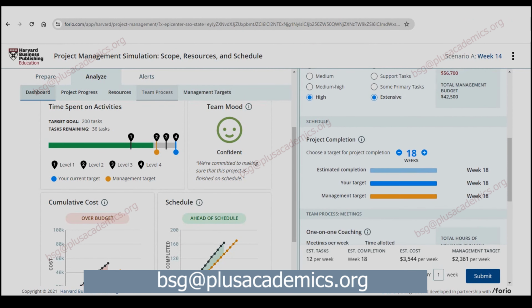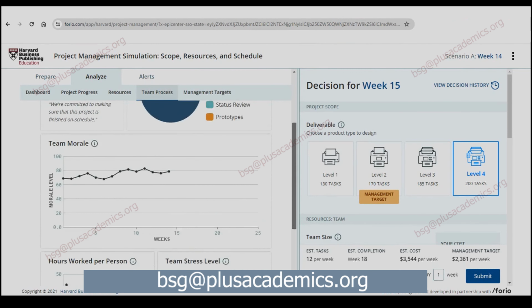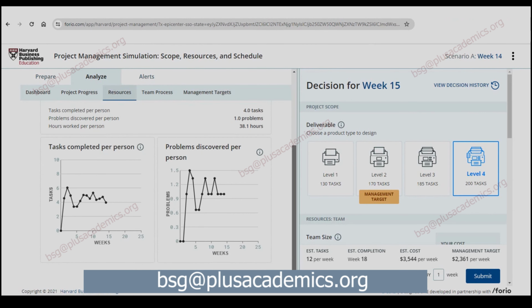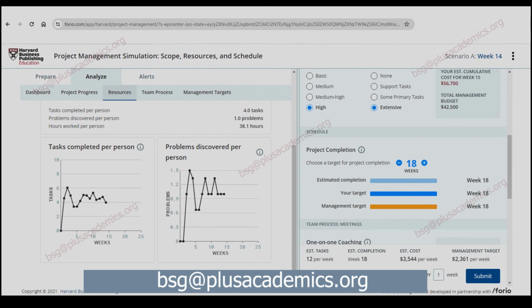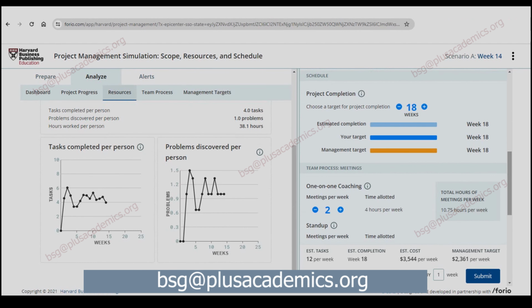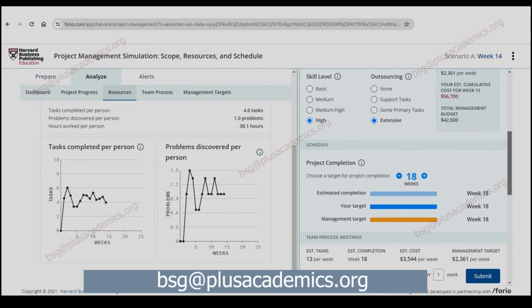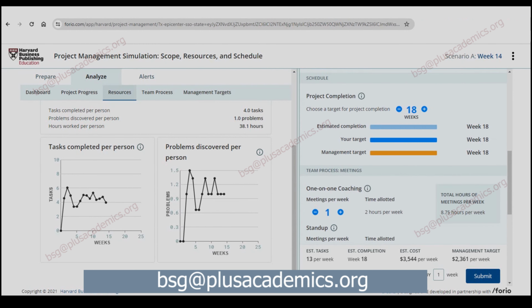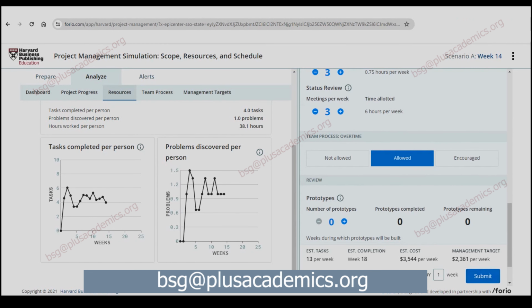All right, let's go to team process. And you can see the stress level are going down. And then resources, you can see problem discovered per person is nearly constant, task completed per person has gone down a little bit. All right, let's now reduce the time allocated to meetings and see what happens. And then, because we have reduced the time allocated to meeting, let us reduce the target number of weeks. Let us submit and see what happens.